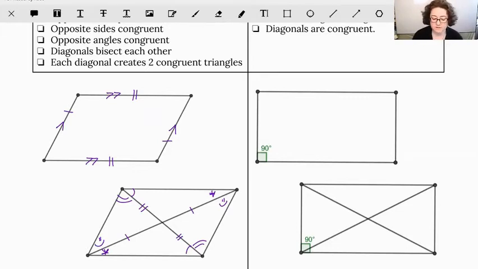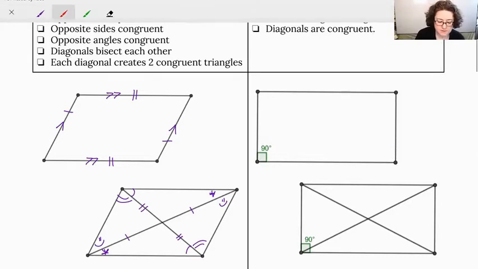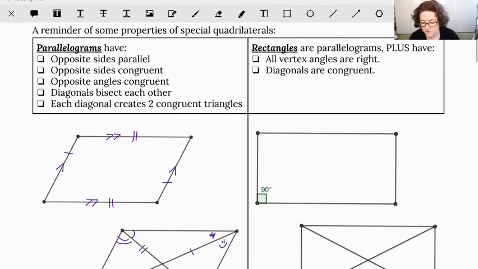All right, now let's look at our rectangles. In rectangles, they have all the same properties as parallelograms. So we're not going to mark every single one of the things that we just marked, but we know that they're all true. Opposite sides are parallel, opposite angles are congruent. We could have diagonals bisecting each other, and we can have the multiple pairs of congruent triangles created. But we also have the extra piece that all of our vertex angles are right. In other words, all of our corner angles are right angles.